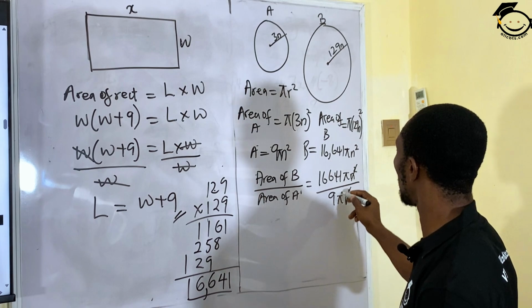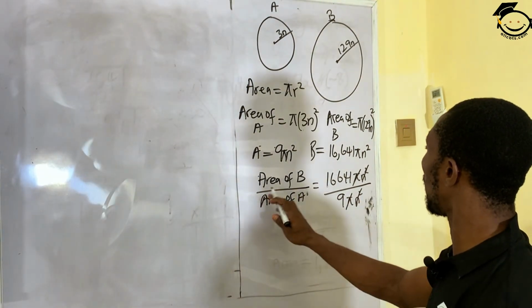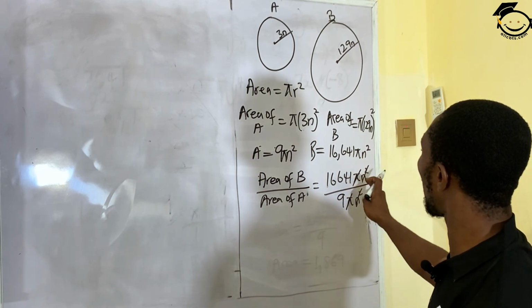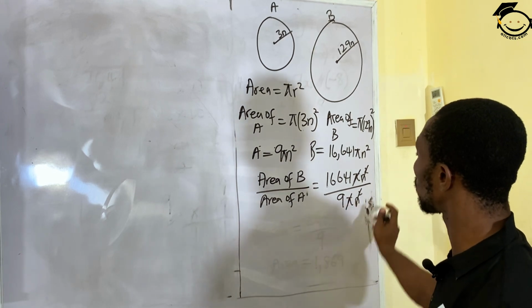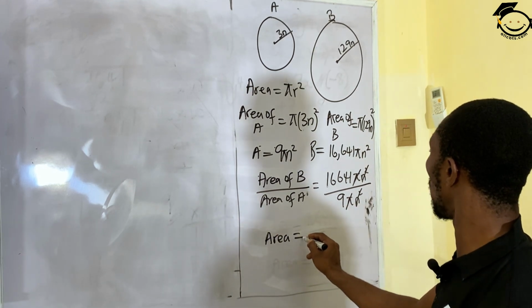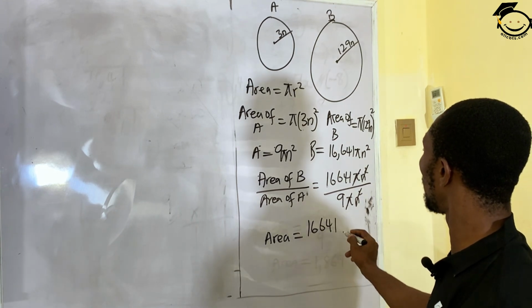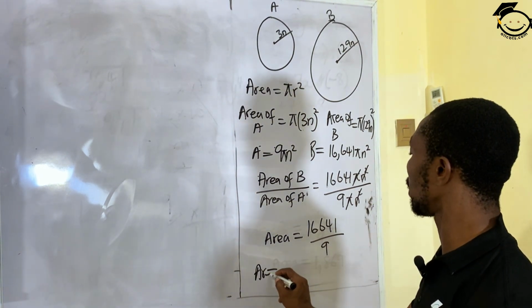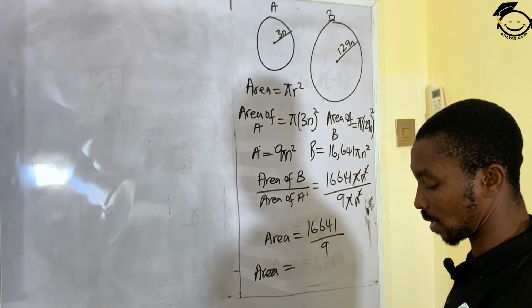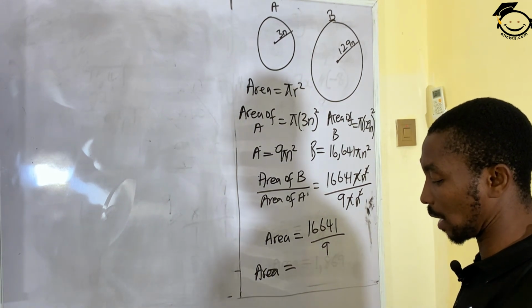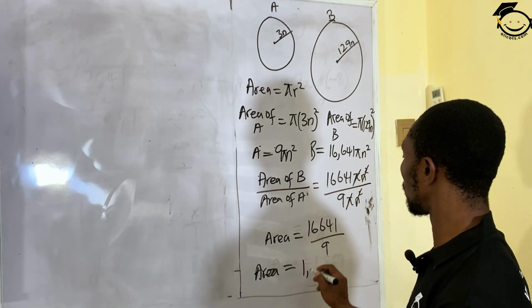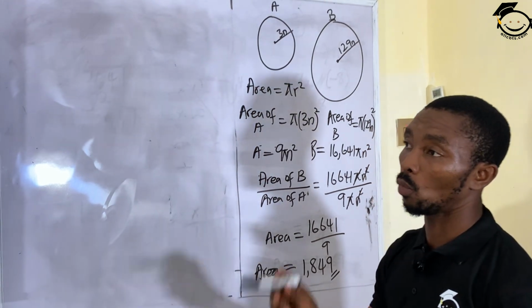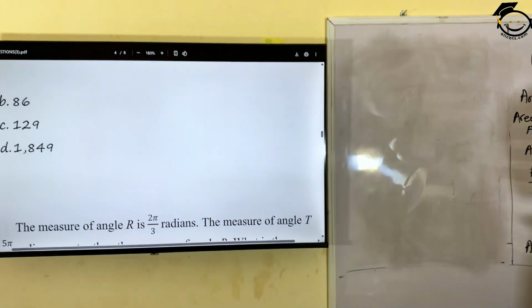N squared will cancel n, pi will cancel pi. So if we have area of B divided by area of A, that will be 16641 pi n squared all over 9 pi n squared. So our area will become 16641 divided by 9. If we divide this, we are having 1849. So B is greater than A 1849 times, which is option D.